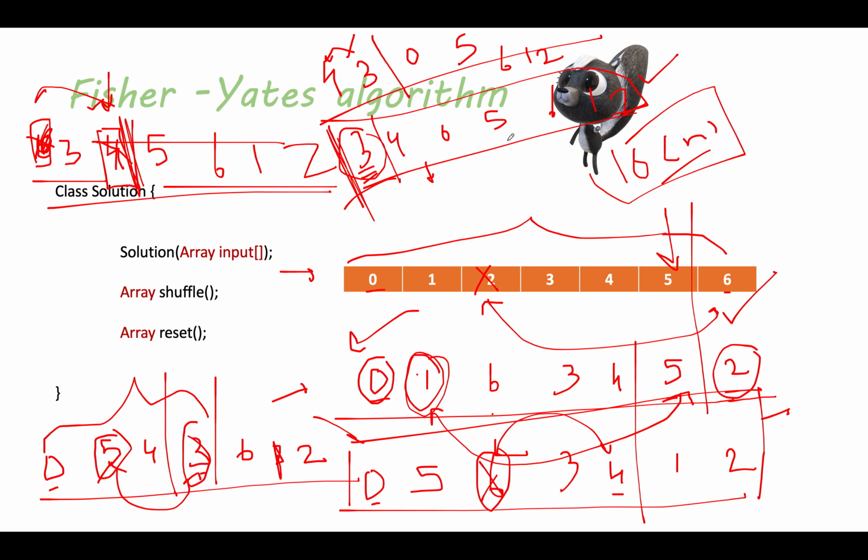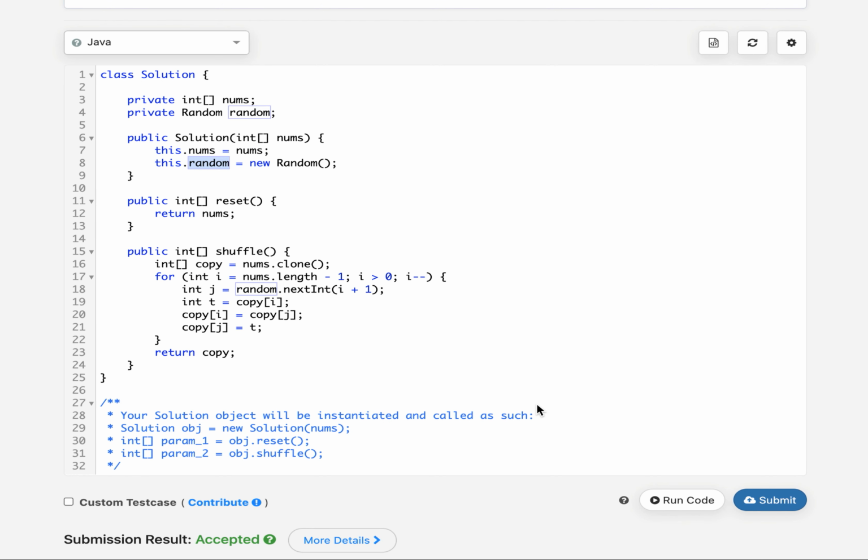I hope you understood this logic. Let's quickly move on to the coding section. The first thing that I have done here is to define my input array, an integer array of nums, and another variable random that will help us generate the random numbers. In the constructor, I initialize this dot nums to the one that was passed in the question, and I initialize random to new random.